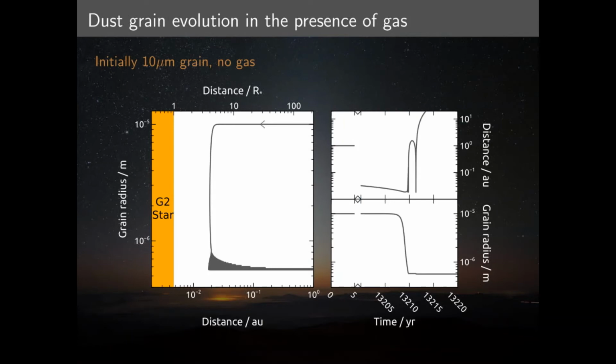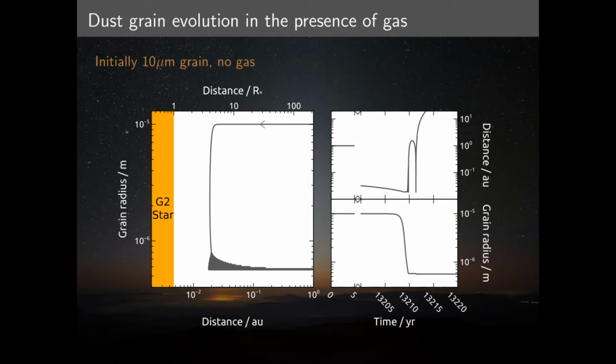So let's have a look now at how gas can affect the dynamics of dust. To allow a comparison, first of all, I again show dust evolution in the absence of gas. On the left, we've got a similar plot to before where I show grain size versus distance from the star. And the grain demonstrates this sort of typical three-stage evolution that we already talked about. And on the right, I've just shown those same two quantities, grain size and distance, but this time versus time, just so you can get an idea of the different timescales involved.